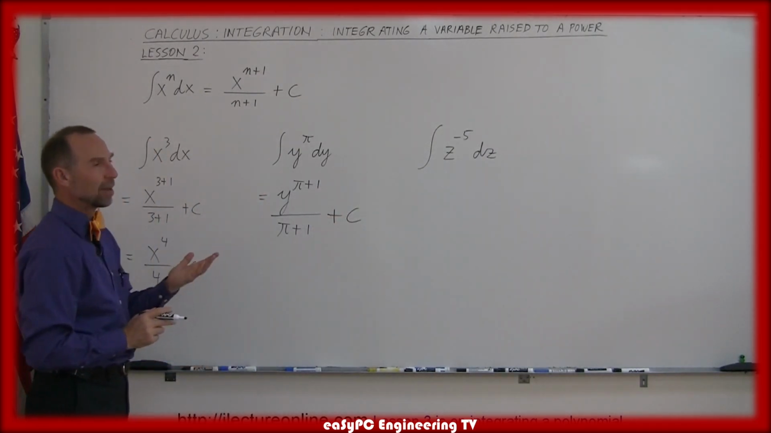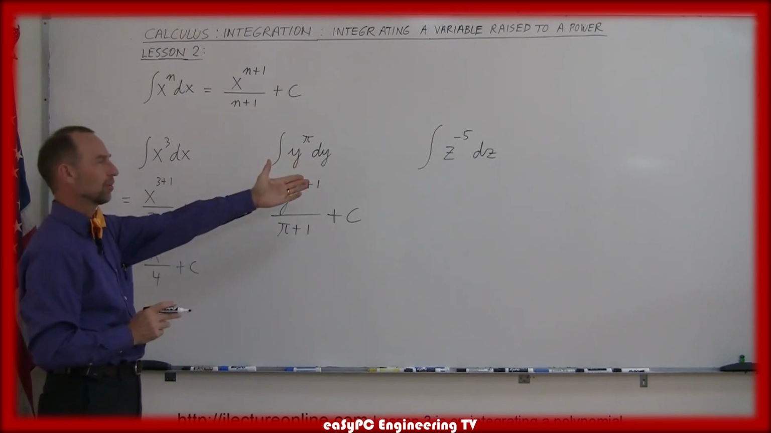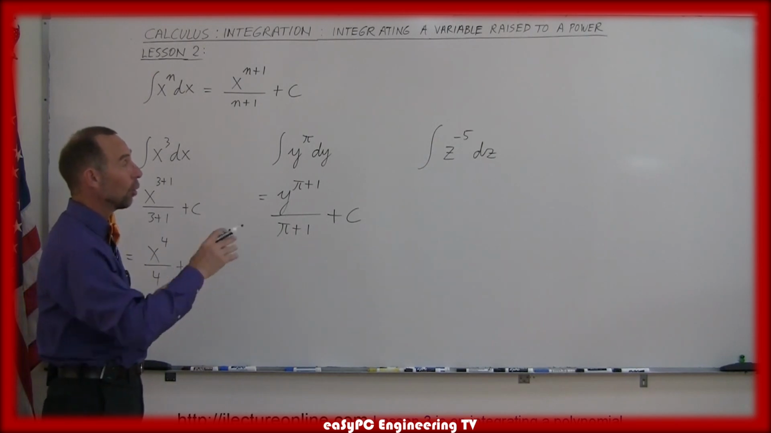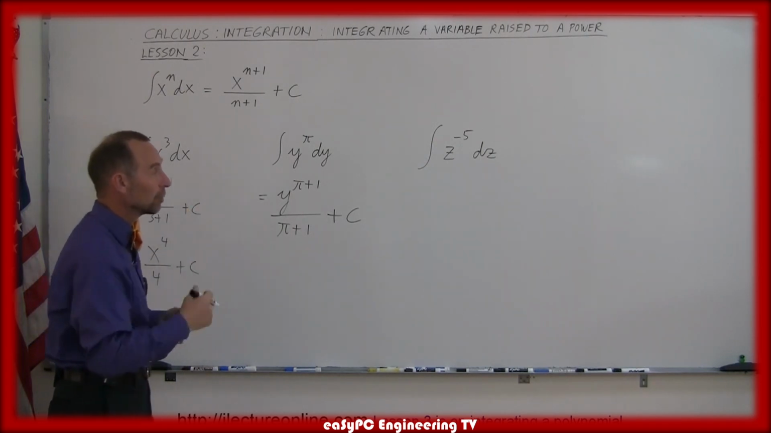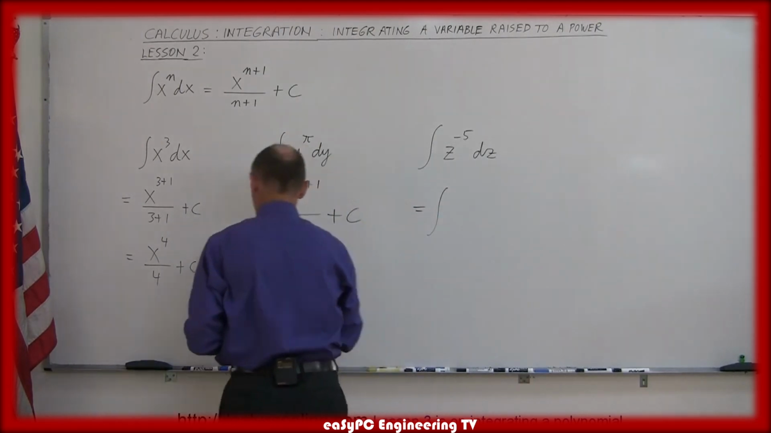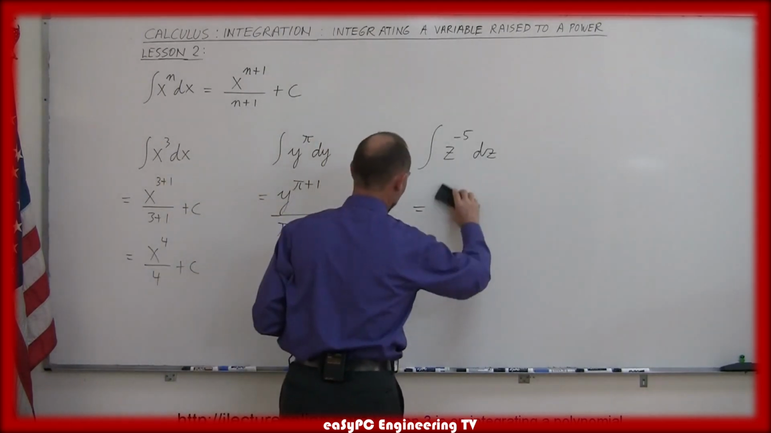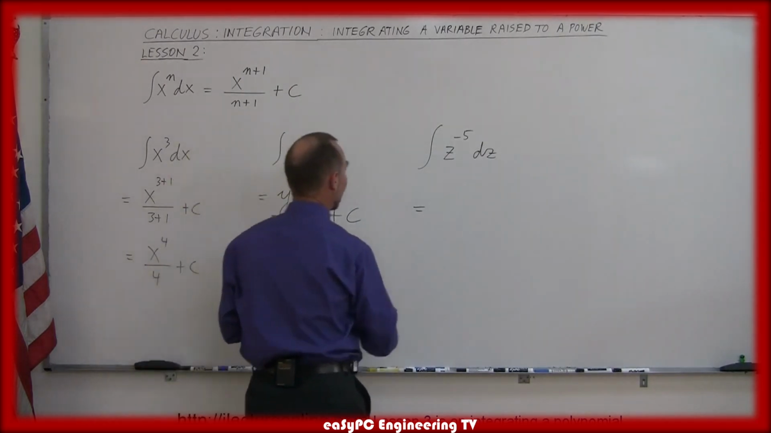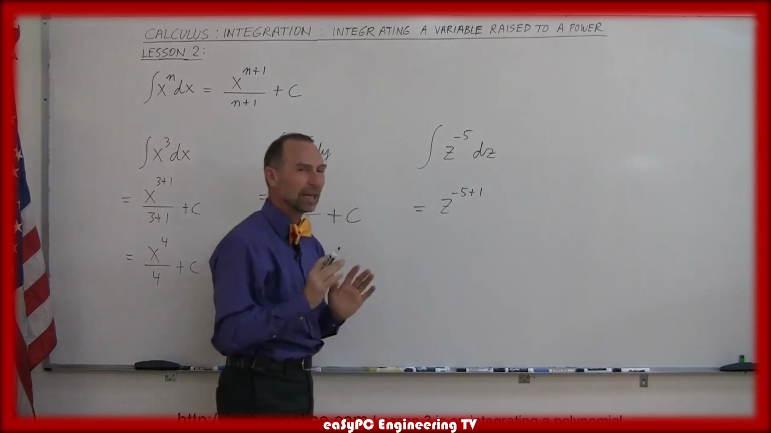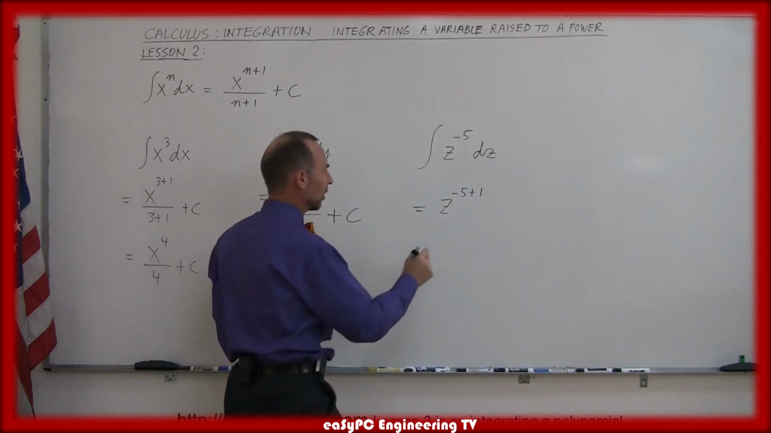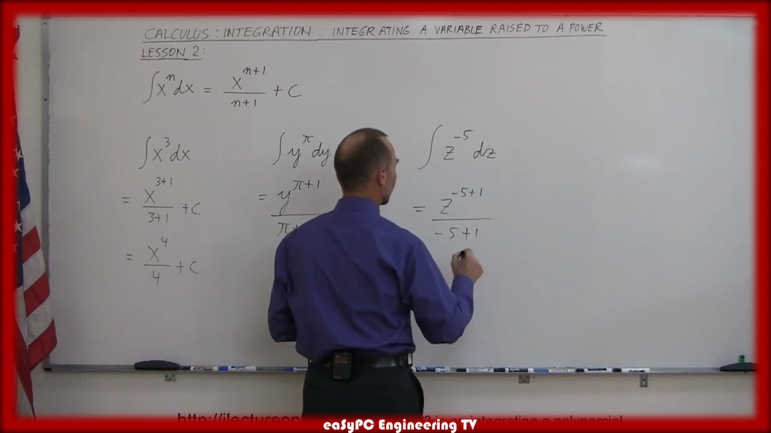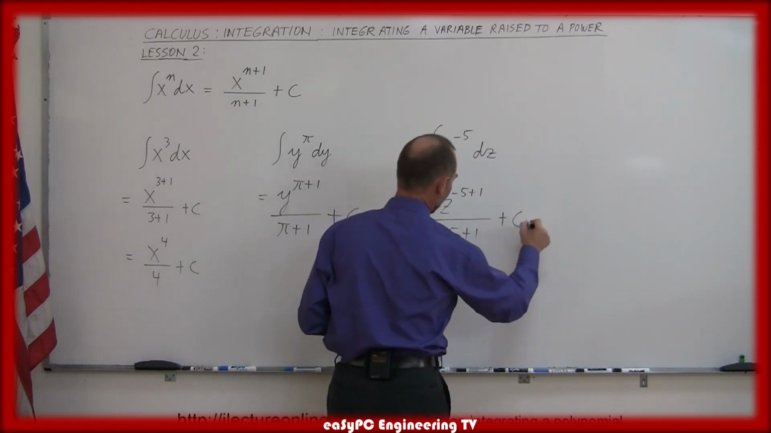All right, in our last example, you say, well, wow, what do I do here? z to the minus 5, but the rule is no different here. It doesn't matter what the exponent is. Always add 1 to the exponent, divided by the new exponent. So to illustrate, when we integrate, the integral sign, of course, drops off. And then we get z to the minus 5 plus 1. I'll just go ahead and put the intermediate step here so you can see how it's done. Divided by minus 5 plus 1. And don't forget the constant of integration, plus c.